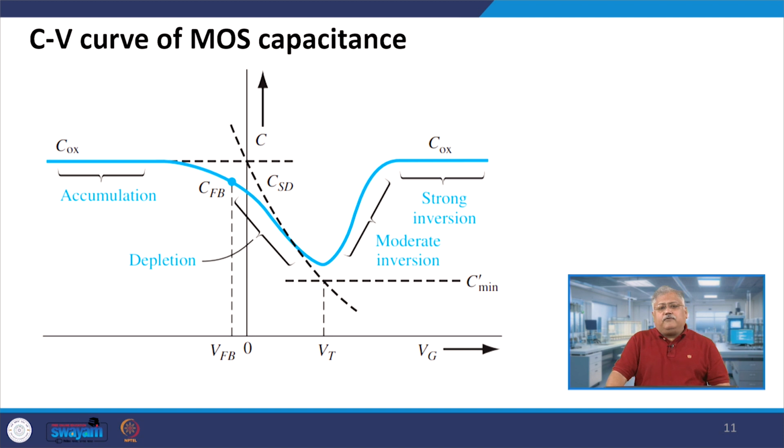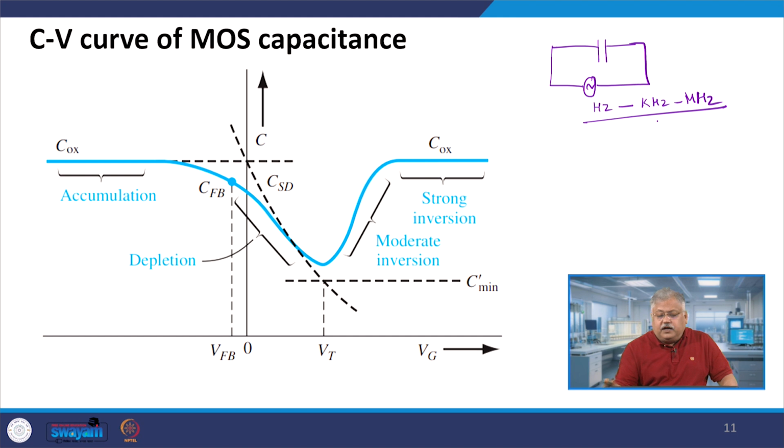Now let us come to the very important idea of CV characteristics of a MOS capacitor. What do I do? I take a MOSFET and then I apply an input signal, and this input signal varies from a few hertz to a few kilohertz to a few megahertz, right. And then I try to figure out how the value of capacitance changes as you move along. So do not look at the frequency at this stage, just look at C versus V. This is the capacitance on the y axis and you have the applied gate voltage on the x axis, right.